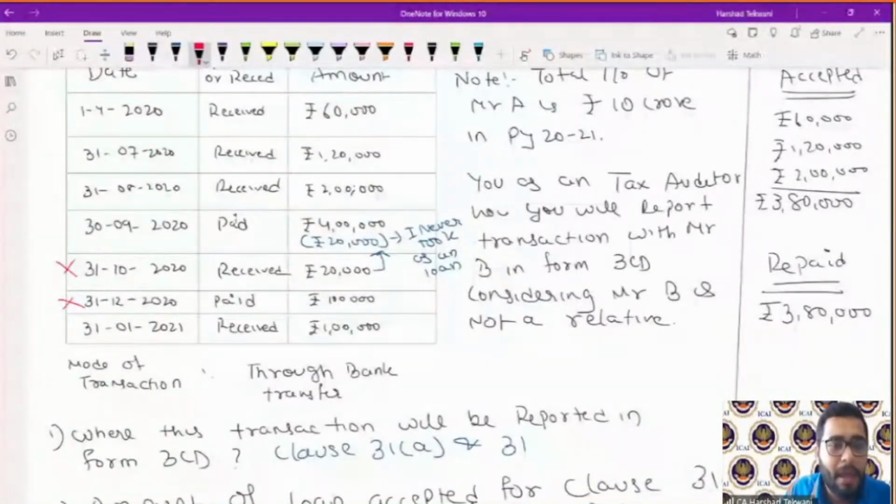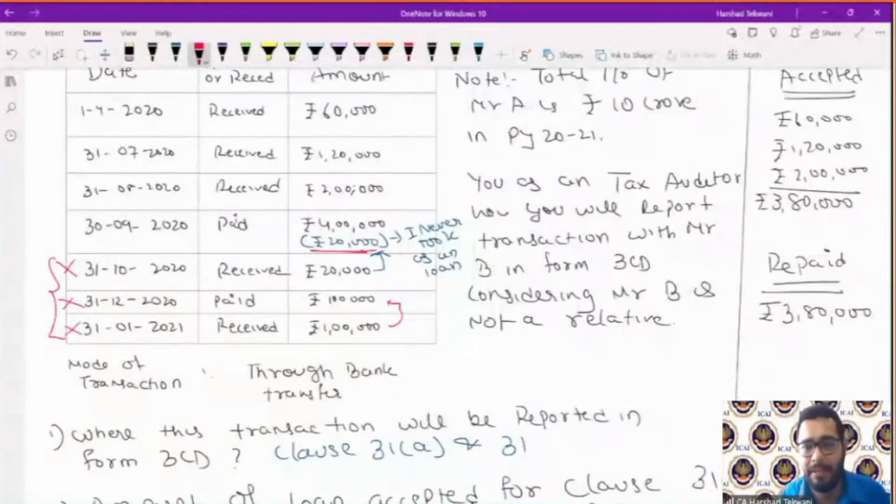And again, this is received. This amount is received against this loan given, so this will not be counted. So these three will not be counted, and 20,000 from this particular thing will not be counted. So accepted 3,80,000, repaid 3,80,000. That's it. I hope I'm clear.